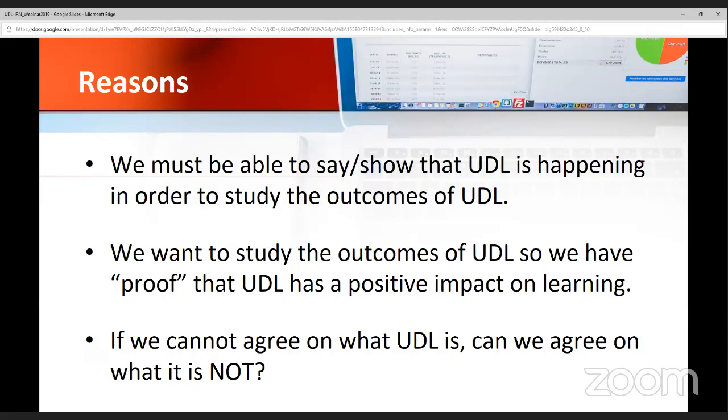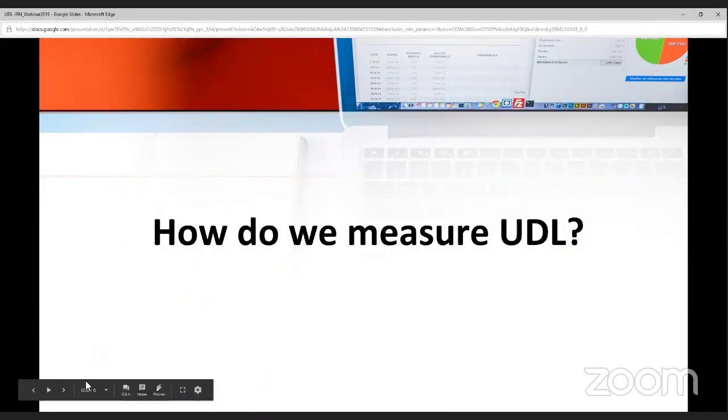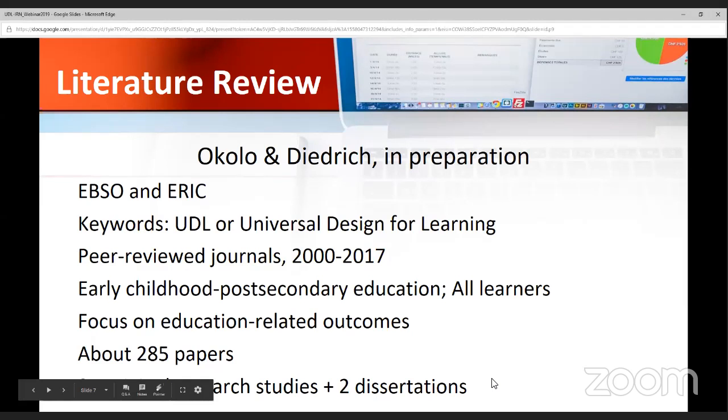But before we can start talking about the effectiveness of UDL, we really need to find ways to recognize how this UDL theory is being translated into this unique practice. Before we can talk about the outcomes, we need to make sure that UDL is happening, right? So we really tried to make this presentation about how we measure UDL very practitioner based and friendly.